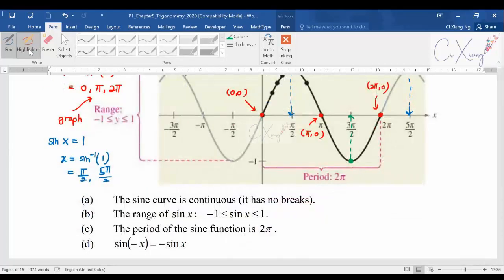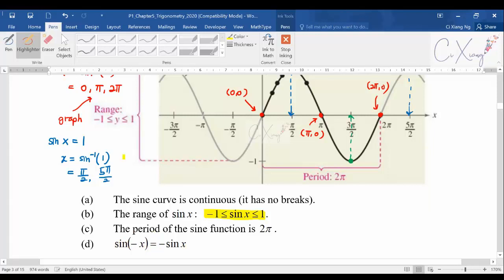Let me tell you some properties, a simple intro about the sine graph. You'll see that the sine curve is continuous, that means it has no breaks. The range of sine x is between negative 1 and 1, which is important. The period of the sine function is 2 pi, and sine of negative x equals negative sine x. This formula is quite useful to some students.